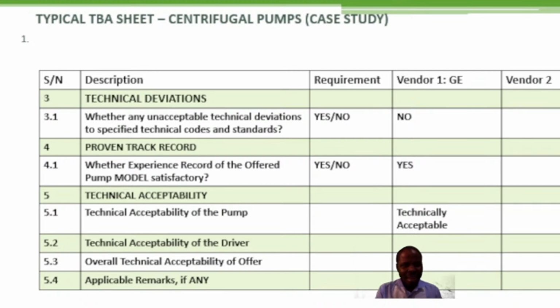So the question is, is the experience record of the offered model satisfactory to you? If it is yes, you will indicate yes in your technical bid analysis sheet. If it is no, you will also indicate it on the technical bid analysis sheet. These are very, very important. All right.